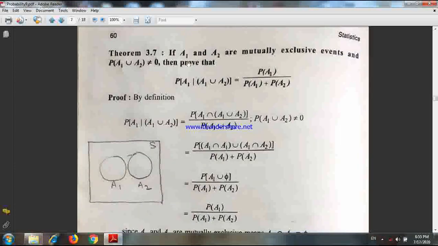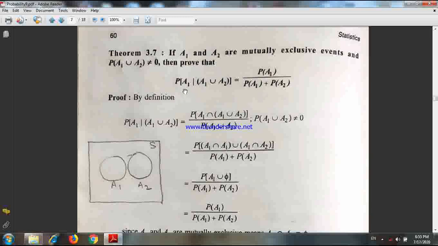See another theorem. If A1 and A2 are mutually exclusive events, here it is said that A1 and A2 are mutually exclusive, but nothing is said about their independence. We don't know whether they are independent or not. We simply know that they are mutually exclusive. And it is given that P of A1 union A2 is not equal to 0. Not equal to 0 means it is definitely greater than 0. What is A1 union A2? Probability of occurrence of either A1 or A2, but the common part will be excluded because they are mutually exclusive.